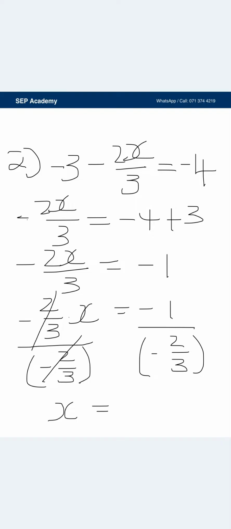It should give you positive 3/2. Let's see, when we punch it on a calculator, it's negative 1 divided by, in brackets, negative 2/3. Yes, it gives positive 3/2, and that should be the end of it. Maybe let's look at another example and see how far we can go.